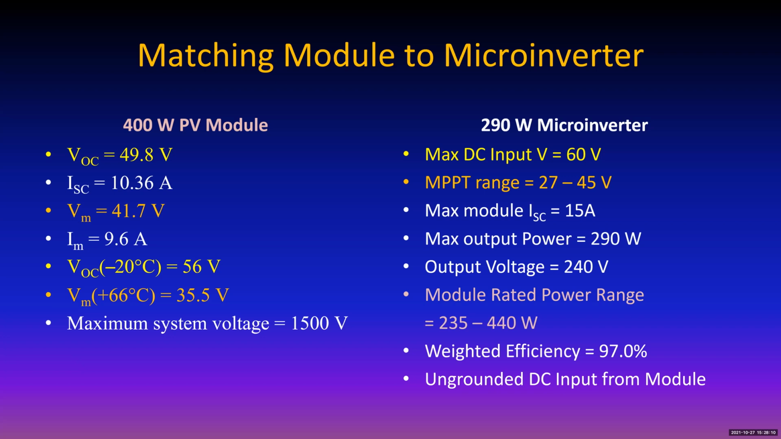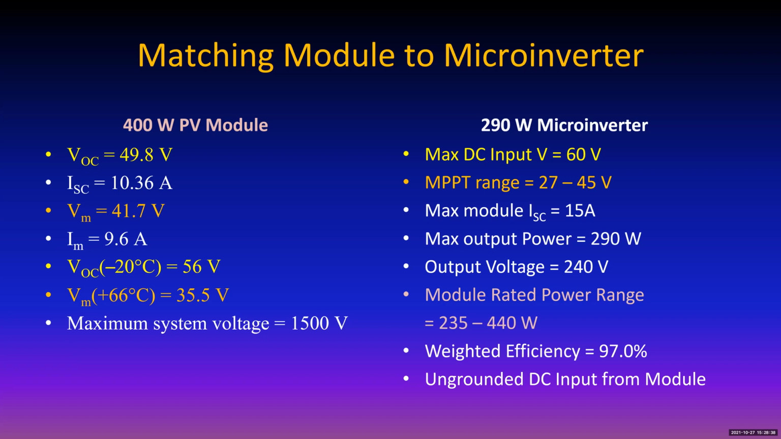The orange one, maximum power point tracking range: it'll track the maximum power voltage from 27 to 45. And sure enough, we're going between 35.5 and 41.7, so we're good on that. Maximum module short circuit current, 15 amps. Well, our module short circuit current is only 10.36, so we're well below that allowed value.